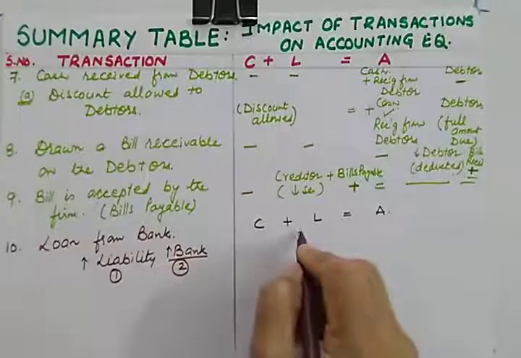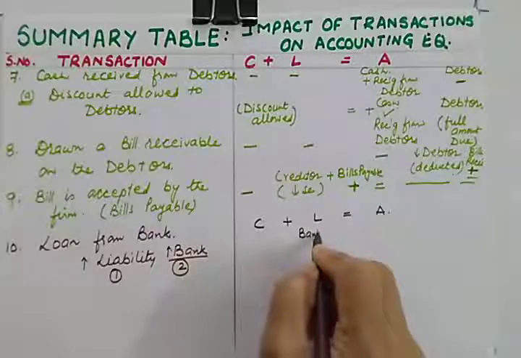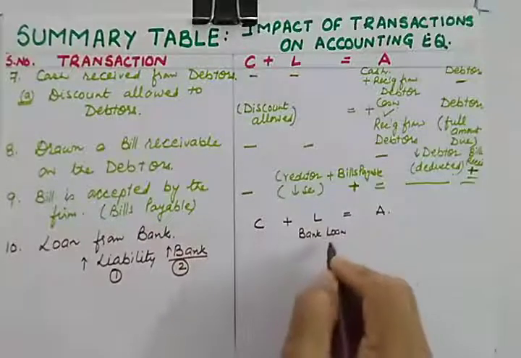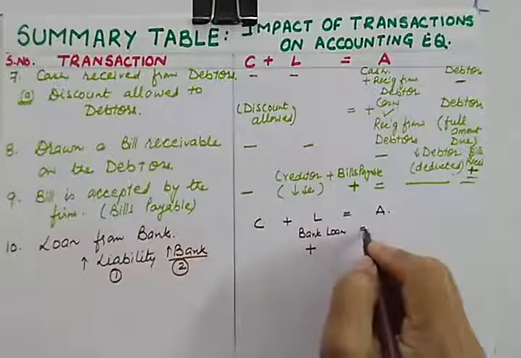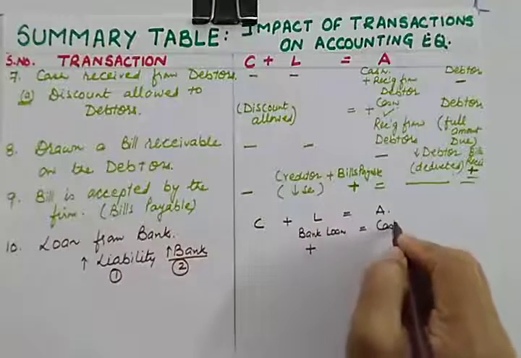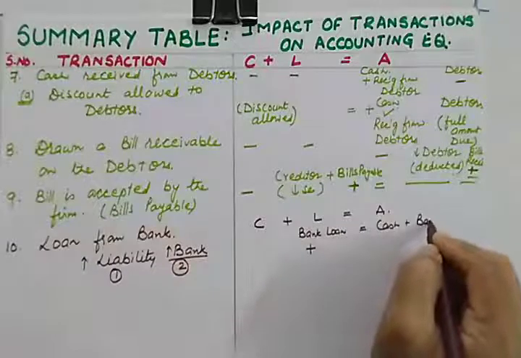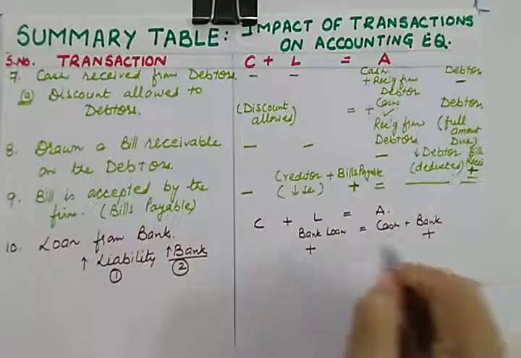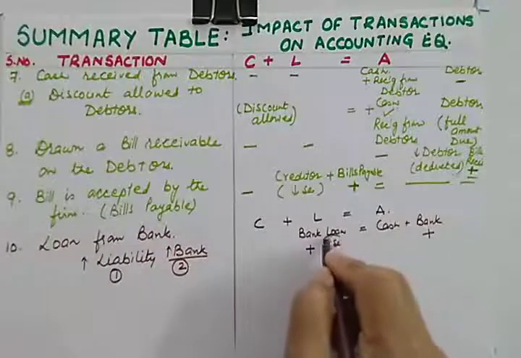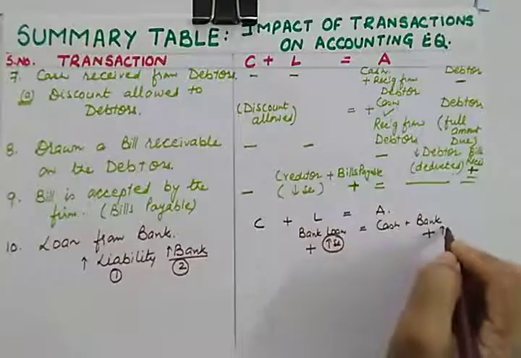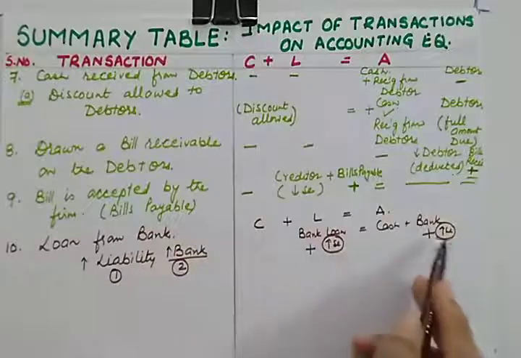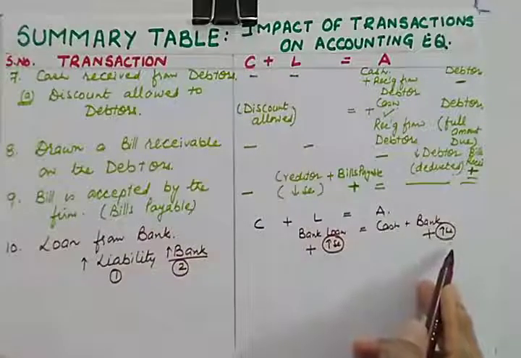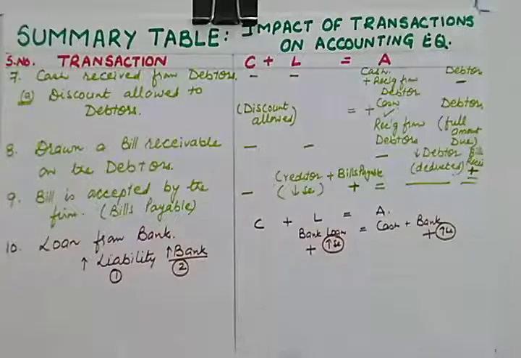In this case, a new liability. What is the name of the liability? Bank loan. This new liability will be created, it will be added, and moreover on the asset side your bank balance will be increased. So this is created, and number two, this is also increased. So you are creating a new liability and increasing your bank balance. So let us do an example based on this.